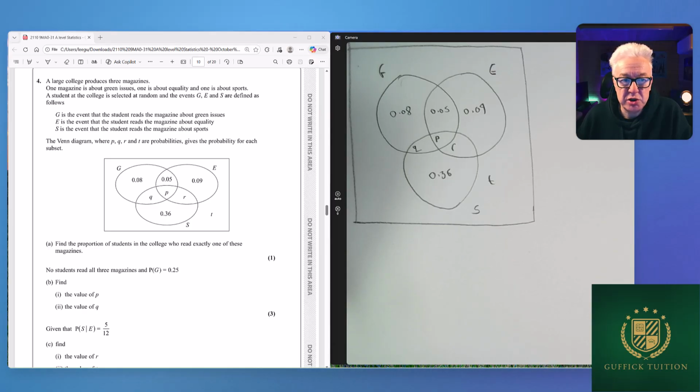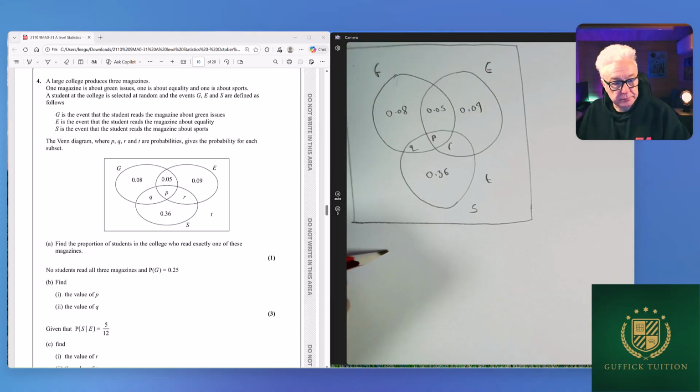G is the event that the student reads a magazine about green issues, E is the event that the student reads a magazine about equality, and S is the event that the student reads a magazine about sports. The Venn diagram, where P, Q, R and T are probabilities, gives the probability for each subset. Find the proportion of students in the college who read exactly one of these magazines.